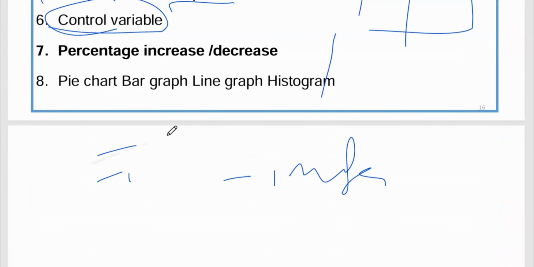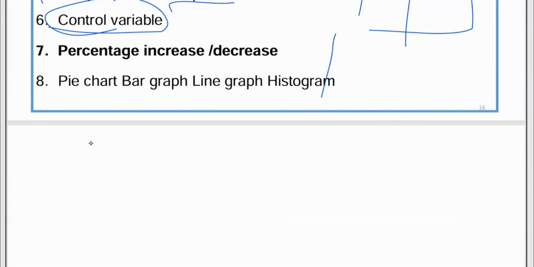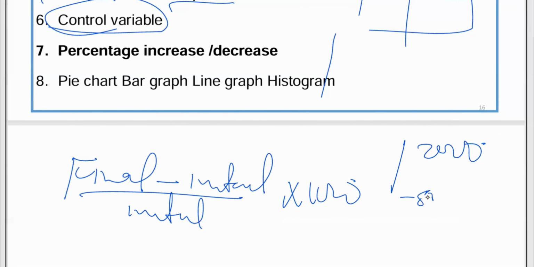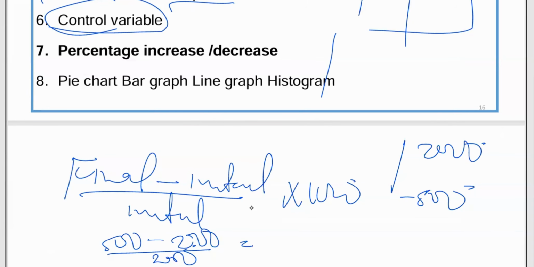I just use a pen, not the fingers. Okay. Say that final minus initial over initial times 100. So if you started at 2000 and then you ended up at 500, so final is going to be 500 minus 2000, divided by initial, 2000. So the answer you get becomes that.